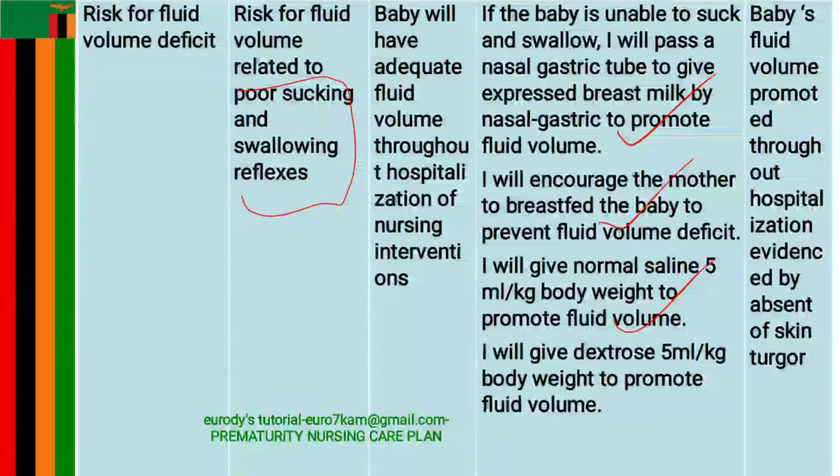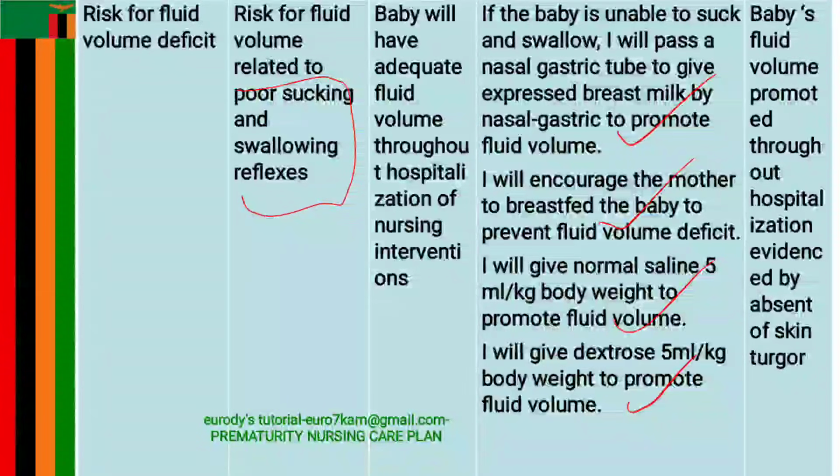You can also give IV fluids like normal saline 5 ml per kg body weight to improve circulation and promote the fluid volume. You can give dextrose also to promote energy. In terms of the evaluation, you can say the baby's fluid volume was promoted throughout hospitalization, evidenced by absence of poor skin turgor. So in terms of the nursing care plan for prematurity, asphyxia, including RDS, these are some of the problems that we can see.